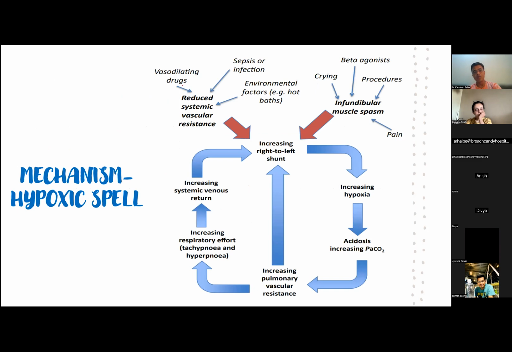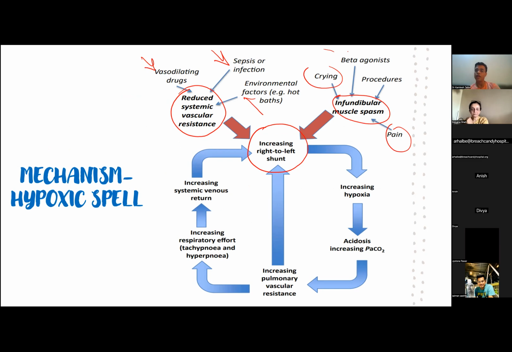Because of a reduced SVR, either from vasodilating drugs, sepsis or infections, or environmental factors, there is increased right to left shunting across the VSD. Or if it is because of an infundibular spasm, from pain, continuous crying, or beta agonists, it will lead to increased right to left shunt. Because the right to left shunt increases, hypoxia increases, leading to acidosis and a rise in PaCO2, which ultimately leads to an increase in the pulmonary vascular resistance.